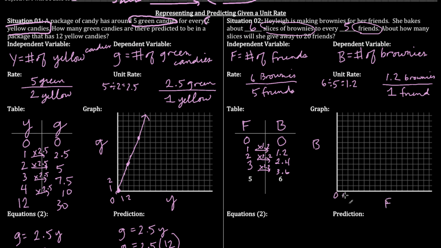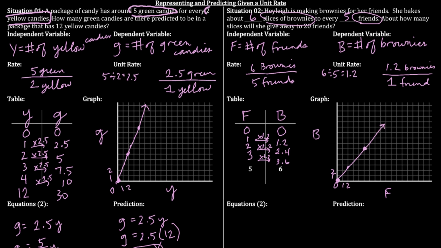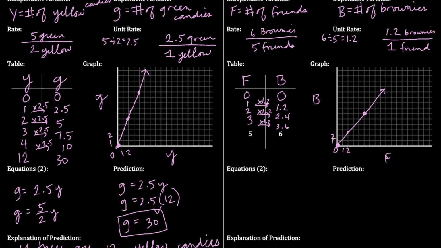So 0, 0 is our first one. And I'm just going to graph this one because it's going to be the easiest: 5, 6. Okay, I'm going to start off with that one and that one. So let's try to do one of these decimal ones. 2 and 2.4, somewhere there. And that's how it should look, something like that. We'll get back to that.